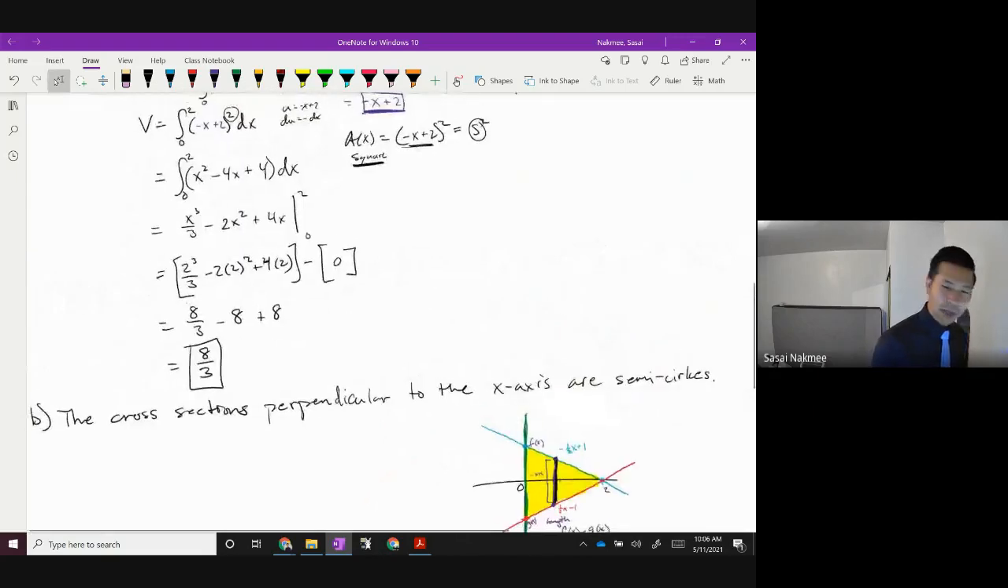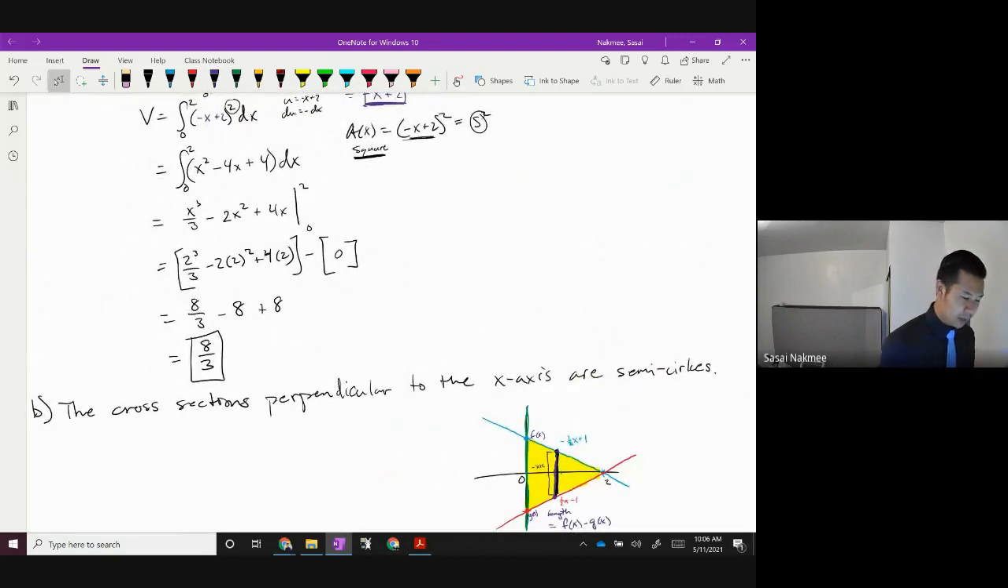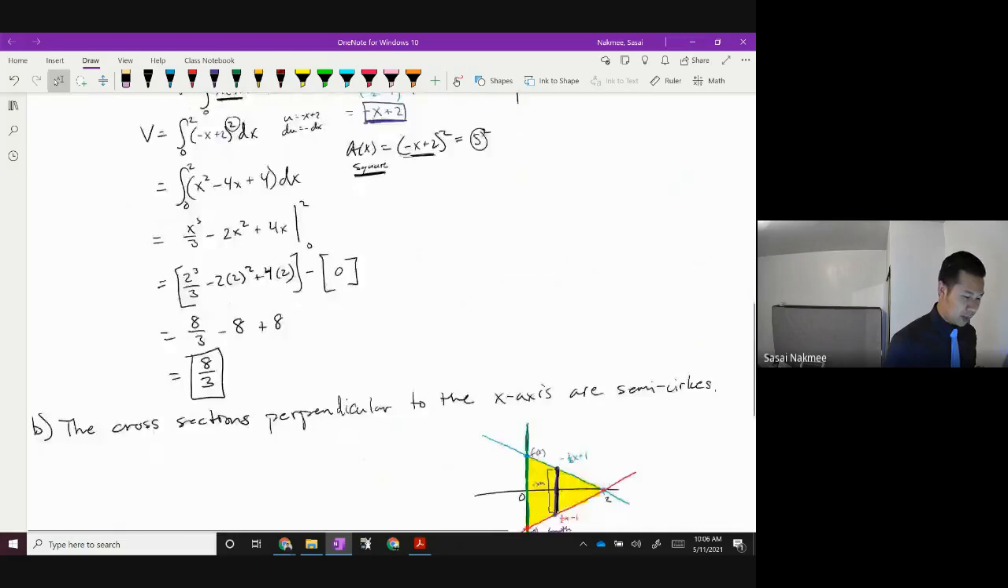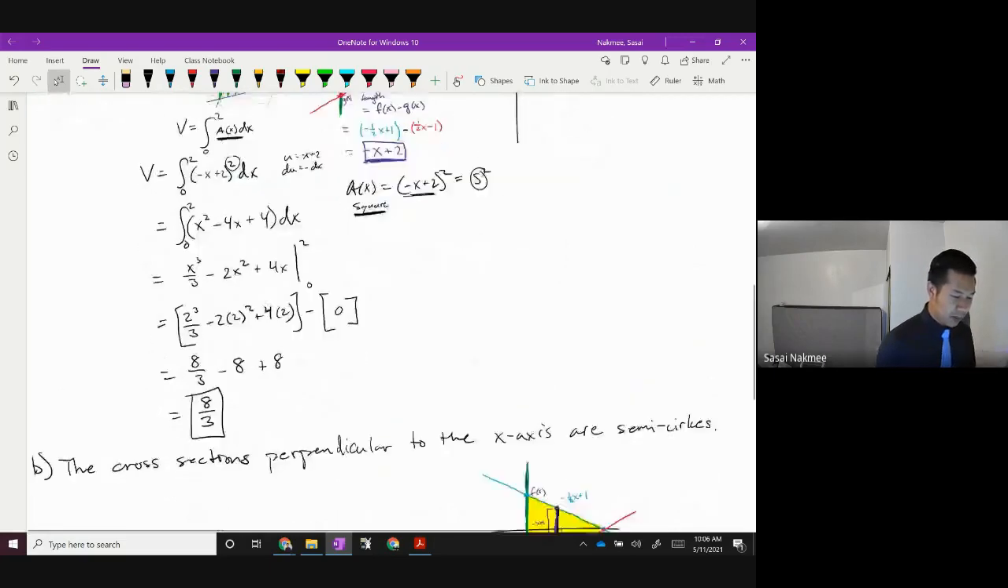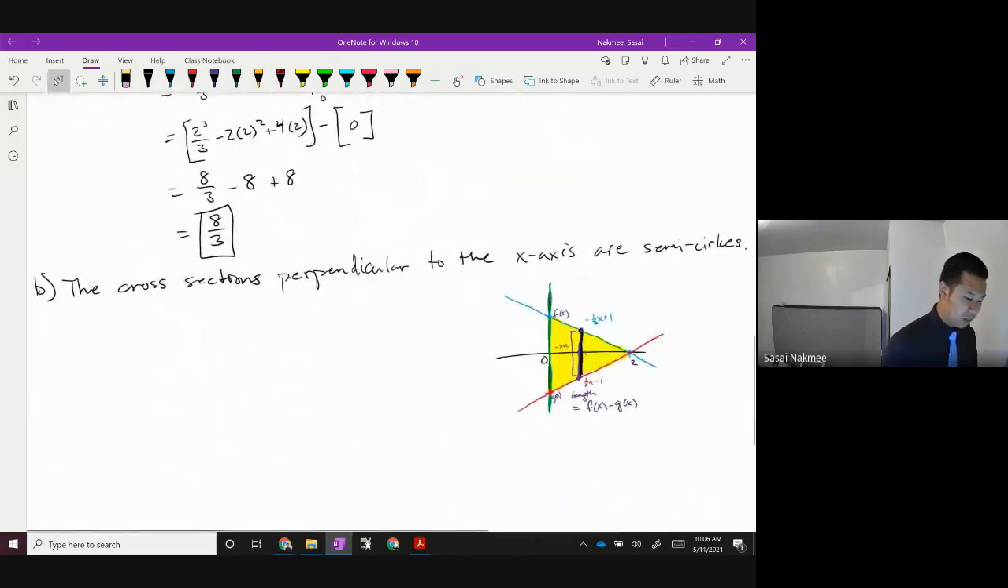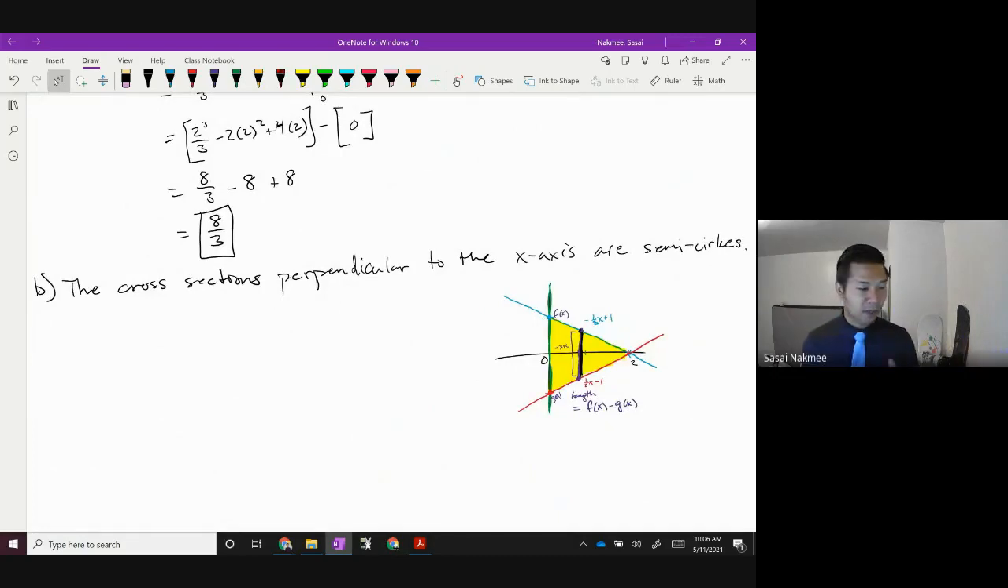Did you guys finish copying this down? Are you guys okay? I'm going to scroll down here and move on. Okay, because that problem's done, right? That problem is done. But now let's take a look, see if we could figure out what it would look like if the cross sections were semicircles instead of squares.